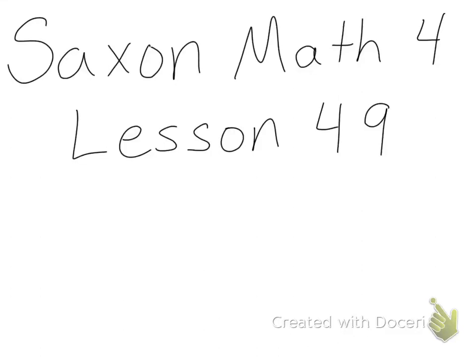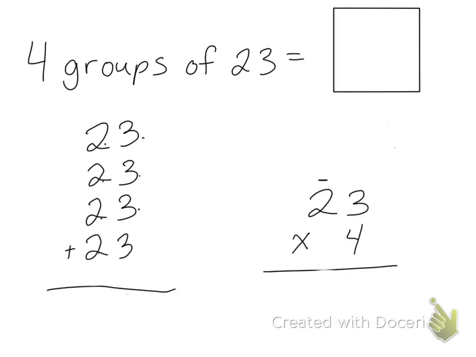Hello everyone, today's lesson is lesson 49, multiplying a two-digit number by a one-digit number using the multiplication algorithm. So here I have the problem, 4 groups of 23. Okay, there are 3 different ways I can find the answer to this equal groups problem.